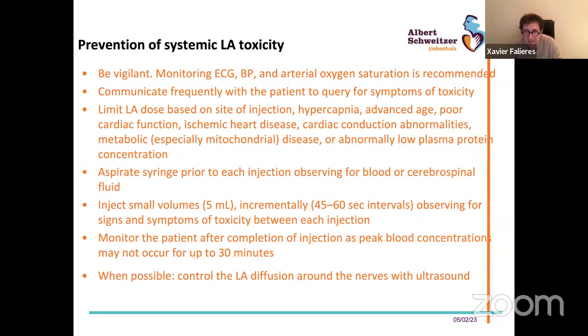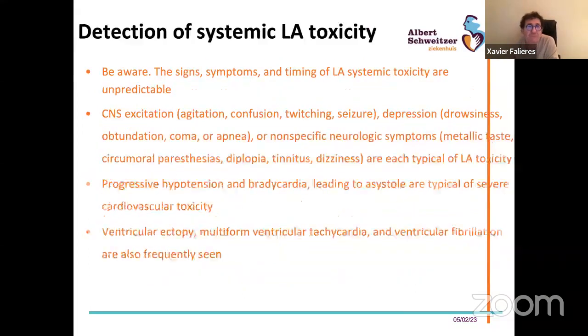Aspirate regularly, every 5 milliliters. You check that you don't get any blood back in your syringe. Go slowly. You are not in a hurry. You inject slowly and you observe and monitor your patient for up to 30 minutes. After 30 minutes, the journey is safe. You can go. If you don't have monitoring after 30 minutes, it's not a problem. And when you have ultrasound, you control the diffusion.